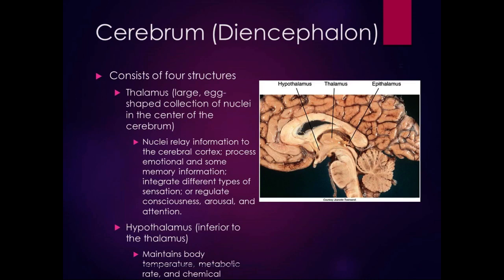The hypothalamus, it's inferior to the thalamus. It maintains body temperature, metabolic rate, and chemical levels in the body, and it largely exerts its influence through hormones. So a lot of times it will send off a signal to an endocrine gland, which is then going to release a hormone, which either releases hormone directly into the bloodstream, or it exerts its effect on another gland. So the hypothalamus, it's a big player in the endocrine system.